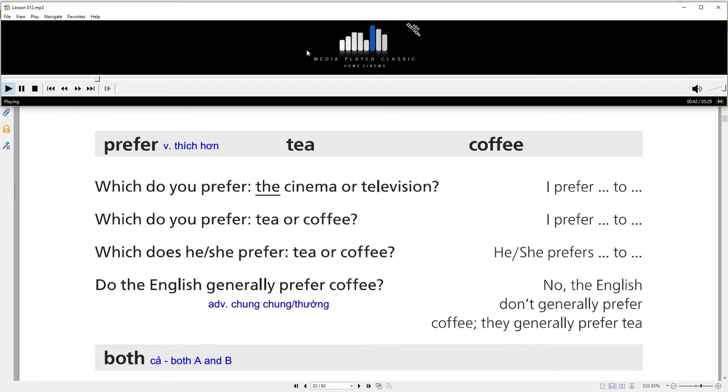Do the English generally prefer coffee? No, the English don't generally prefer coffee. They generally prefer tea.